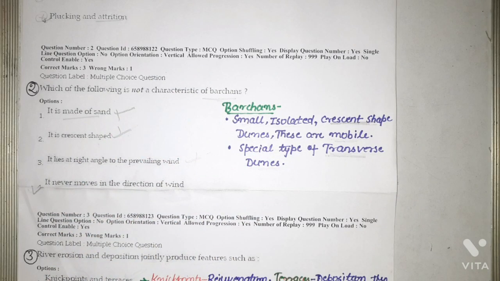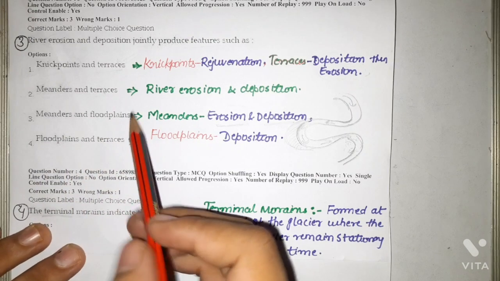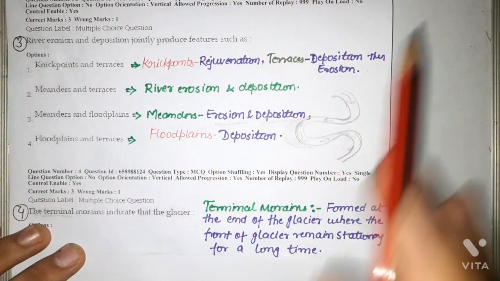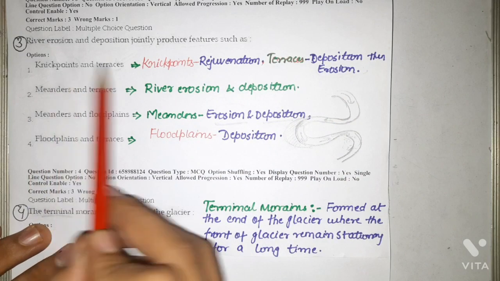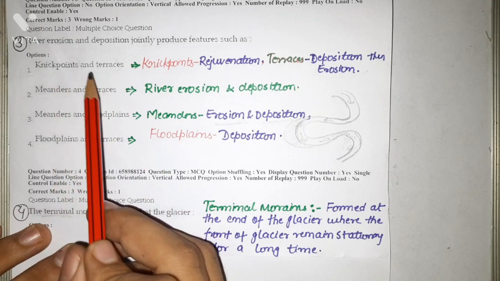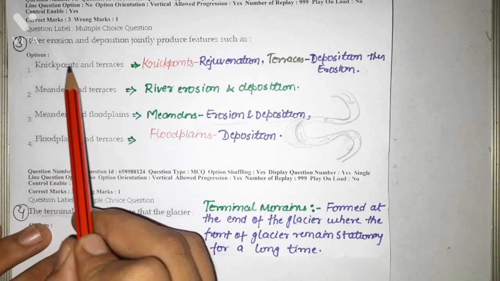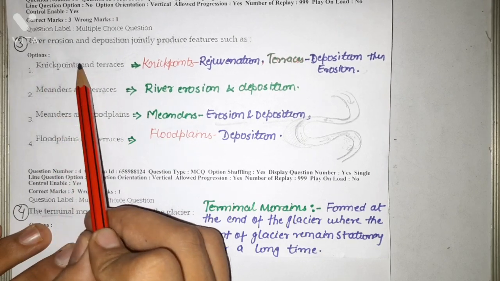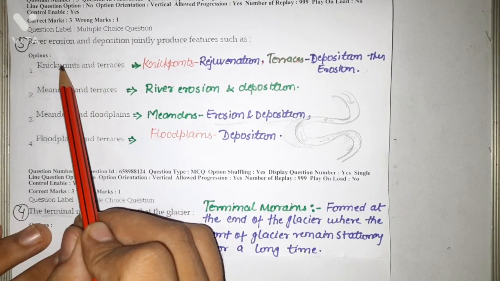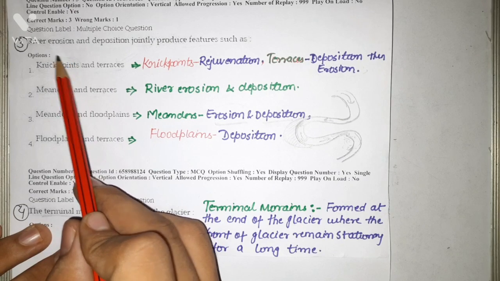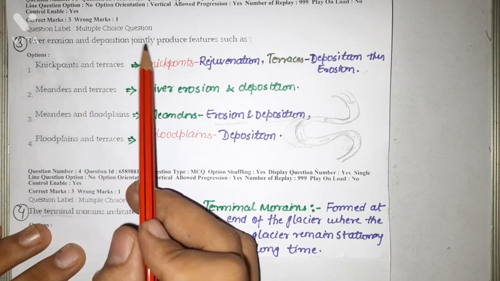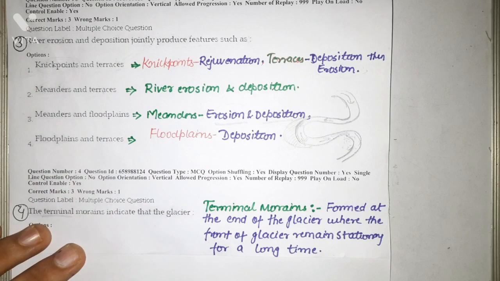Coming to the next question. Next question says, river erosion and deposition jointly produce features such as. So, we have to tell that among these pairs, which one of the pair is produced jointly by erosion and deposition. For example, say nick points. So, we have to tell that nick points and terraces, both of these, whether nick points is independently formed by erosion and deposition, and terraces is also formed independently by erosion and deposition. Okay, so we have to tell like this.